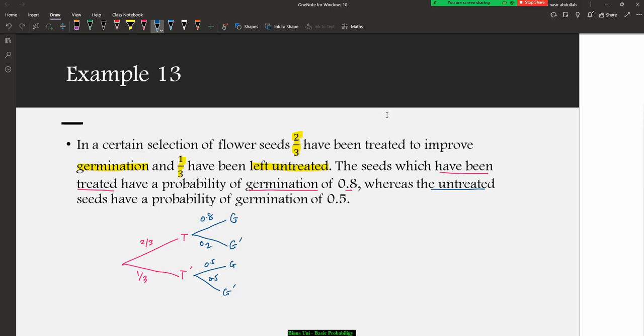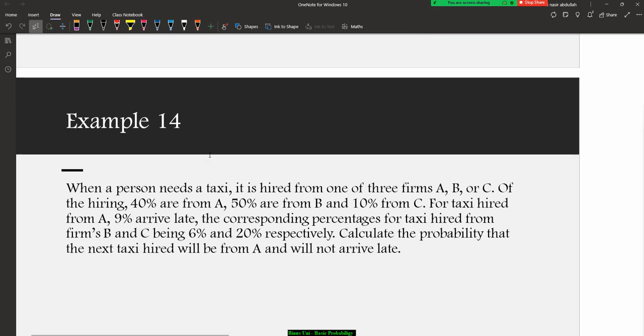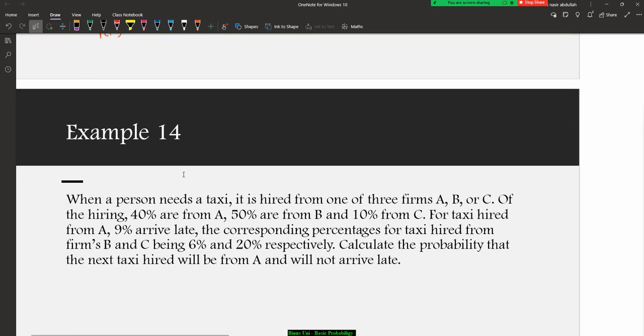We need to understand that two-thirds is the probability of T. This is the probability of T complement. And this 0.8 represents the probability of G given treated. This is the probability of G complement given treated. And this is the same: the probability of G given untreated, and the probability of not germinating given untreated. So these are the values, and this is the symbol, right? I hope you understand the probability tree diagram. This is the same example as example number 13. You can practice by yourself, right?